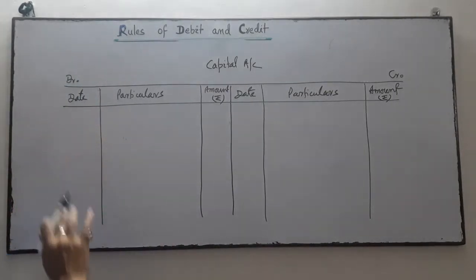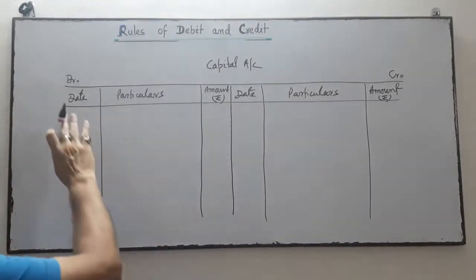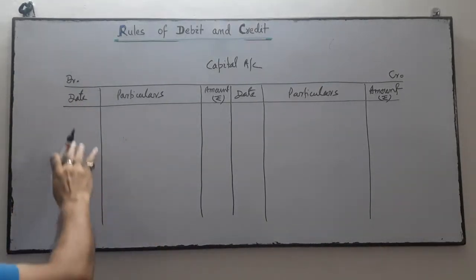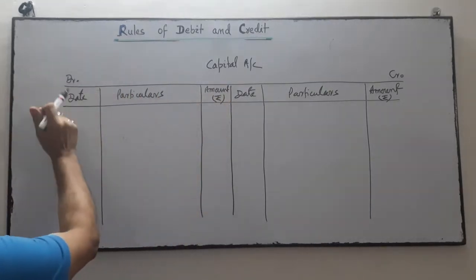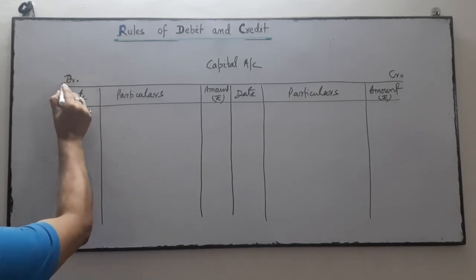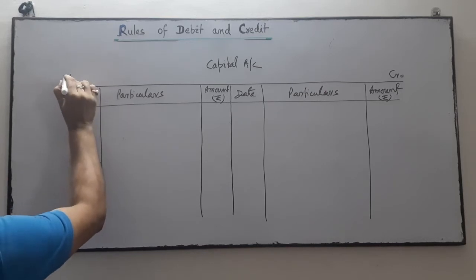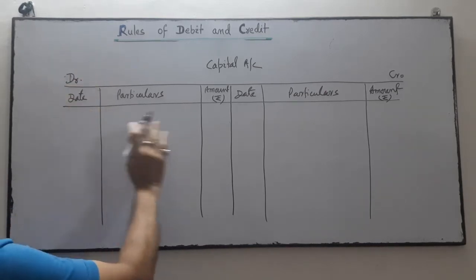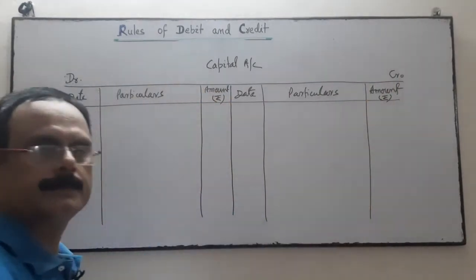In this format, the information of date is given in the question. That's why I have drawn the date column as well. So date, particular, amount. This is for the debit side. Again the date, particular and amount, this is for the credit side.